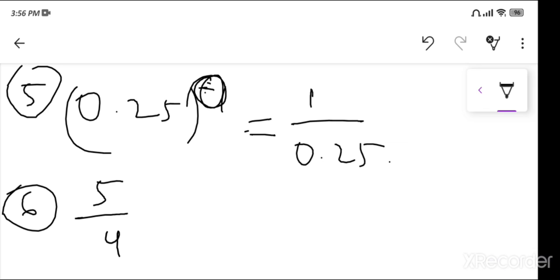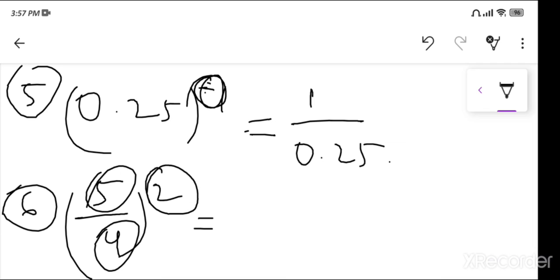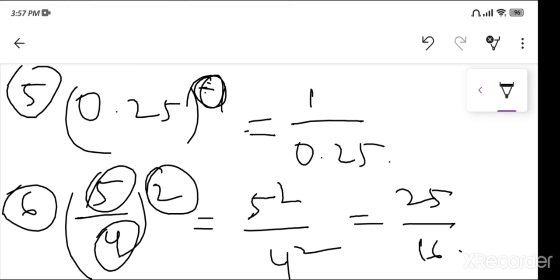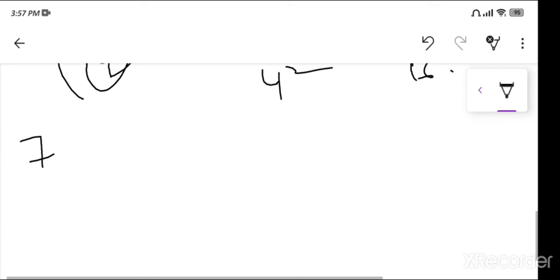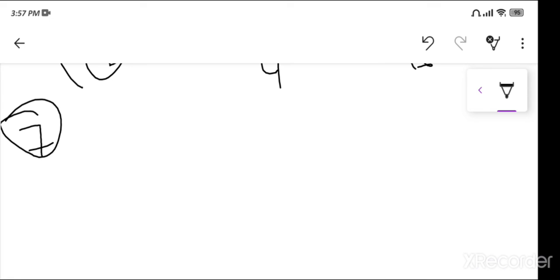The sixth one we have is 5 by 4 whole power 2. The power is common here, there's only one power, but the bases are 2. So you put the same power on both of the digits, which makes it 5 square by 4 square, which gives you an answer of 25 by 16, which is obvious. If you don't understand these things, please do it once again.